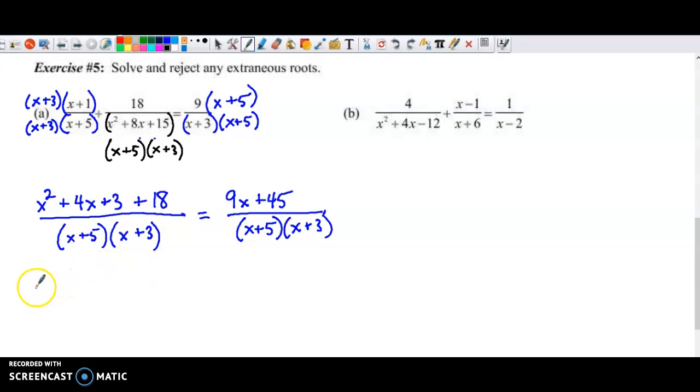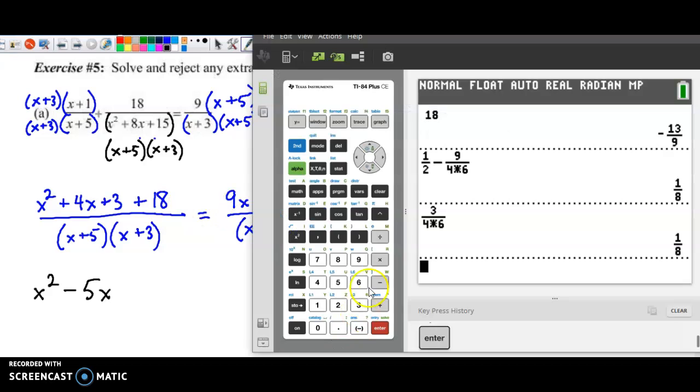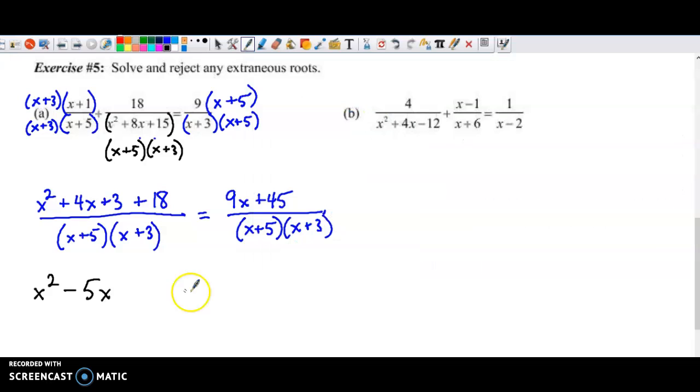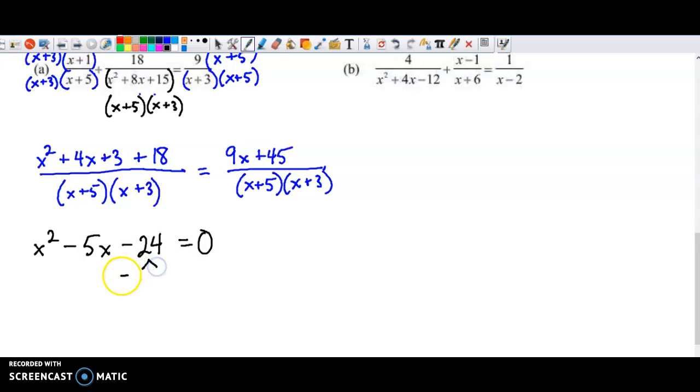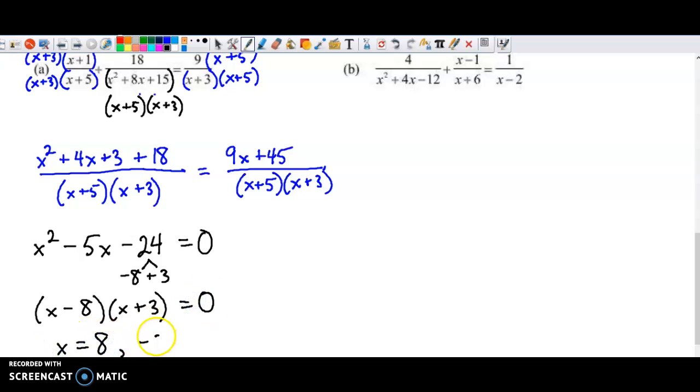And let me do a few things at the same time, because I want to subtract 9x to the left side. 4x minus 9x is negative 5x. We have 21, 3 plus 18, but then when I subtract 45 over, I get negative 24 is equal to 0. And at this point, when I go to factor, I get negative 8 plus 3 adds to be negative 5. But as I go to my solutions, I get x equals 8 and negative 3.